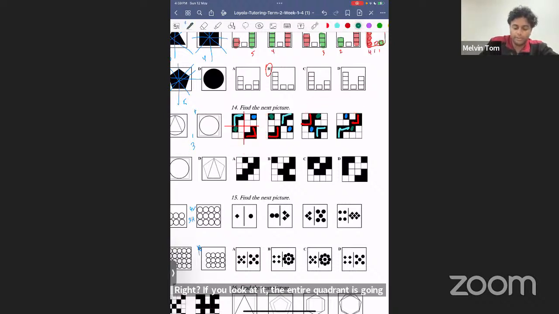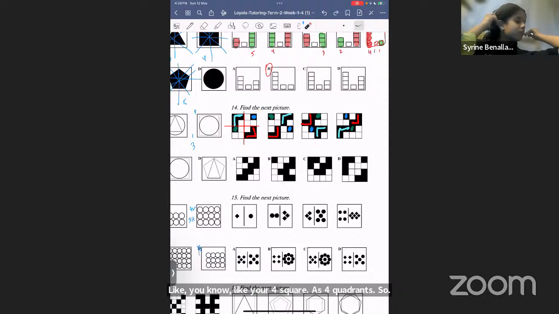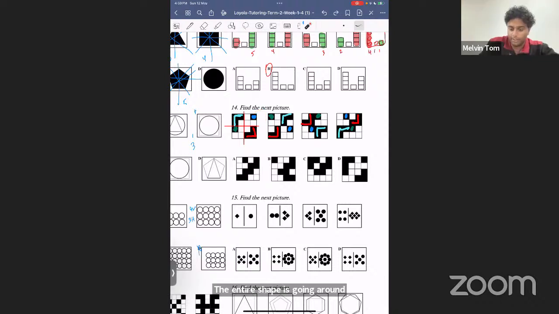For people who are asking what a quadrant is, it's like 4 portions, like your 4 square, that's 4 quadrants. So the entire shape is going around. And if you were to follow that around, this L should go to the bottom, this L should go to the top, and the only one that makes sense for those two is D, where you have this L up there and this L down there, and the other ones are also supposed to be like that. Pretty easy.